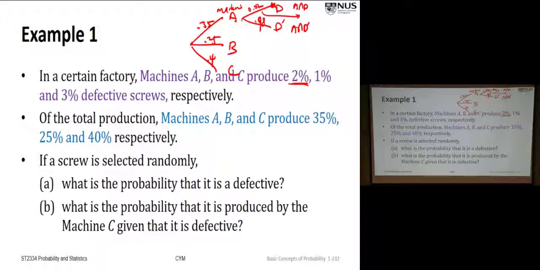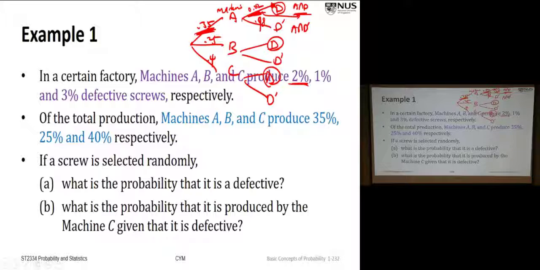All right? Now, we are asked what is the probability that it's a defective screw. So this gives you defective. This also gives you defective. And this also gives you defective screws. In fact, they are not just D. They are D intersect A, D intersect B, and D intersect C. So you just have to add these 3 probabilities together. How to get this probability? You have to multiply this and this together.